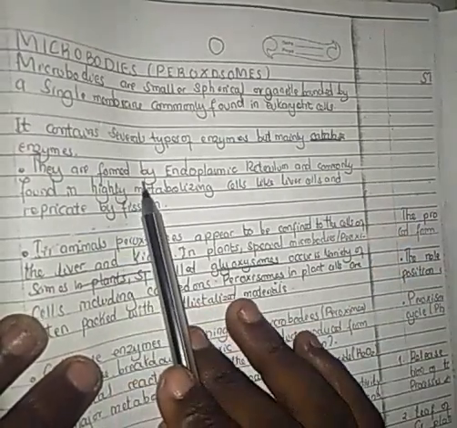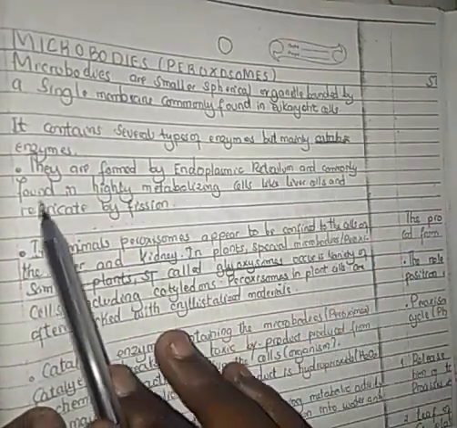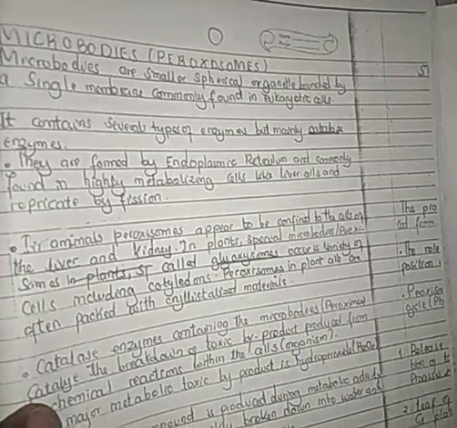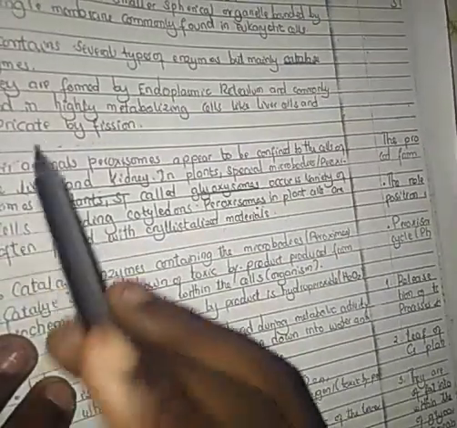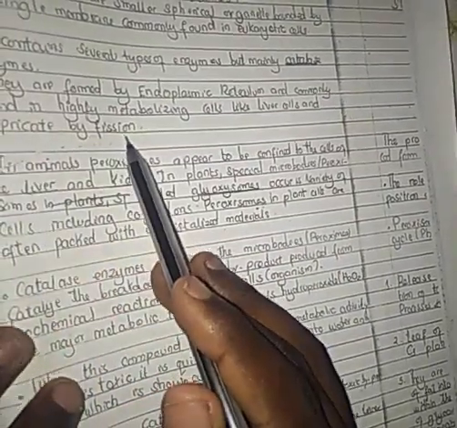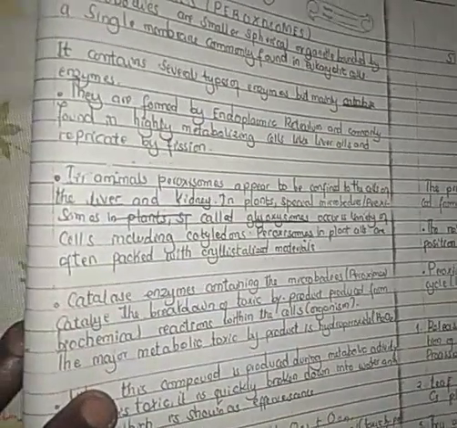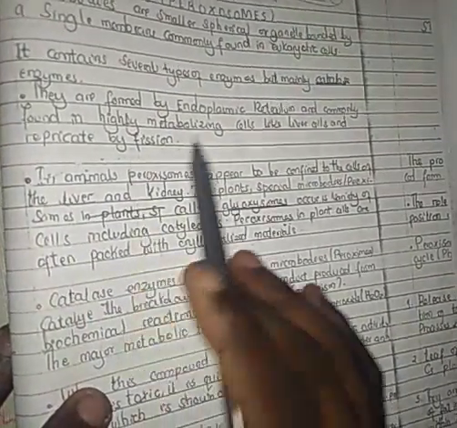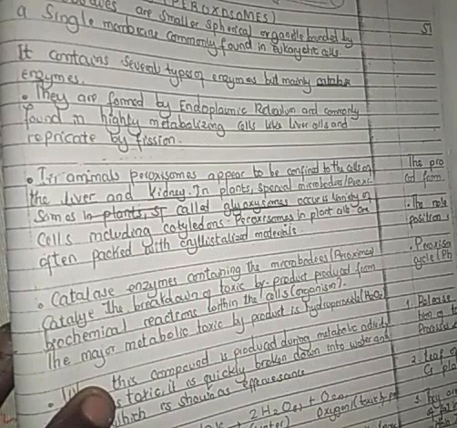They are formed by the endoplasmic reticulum, commonly found in highly metabolizing cells like liver cells, and replicate by fission. They are found in highly metabolizing cells, and we shall discuss why.